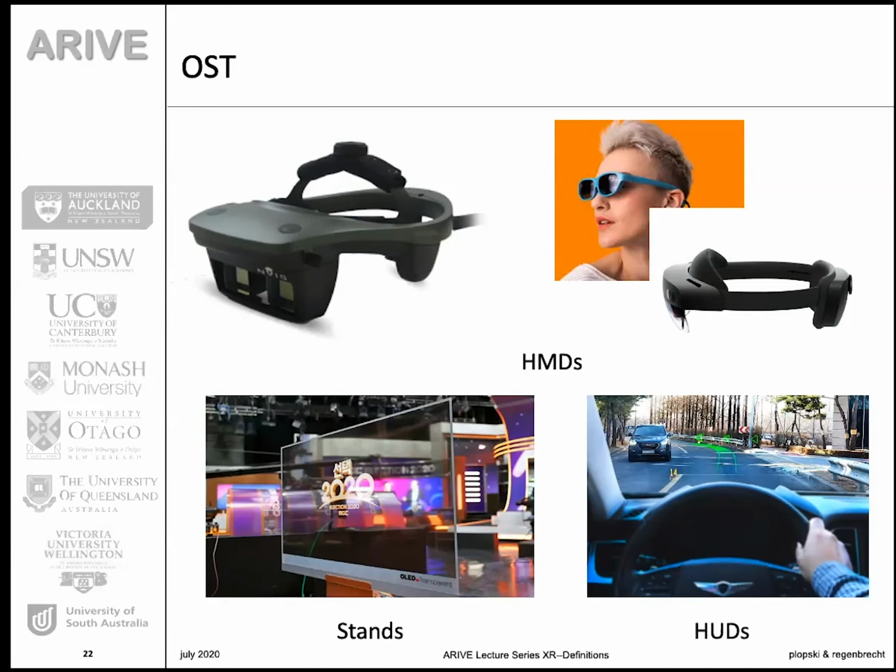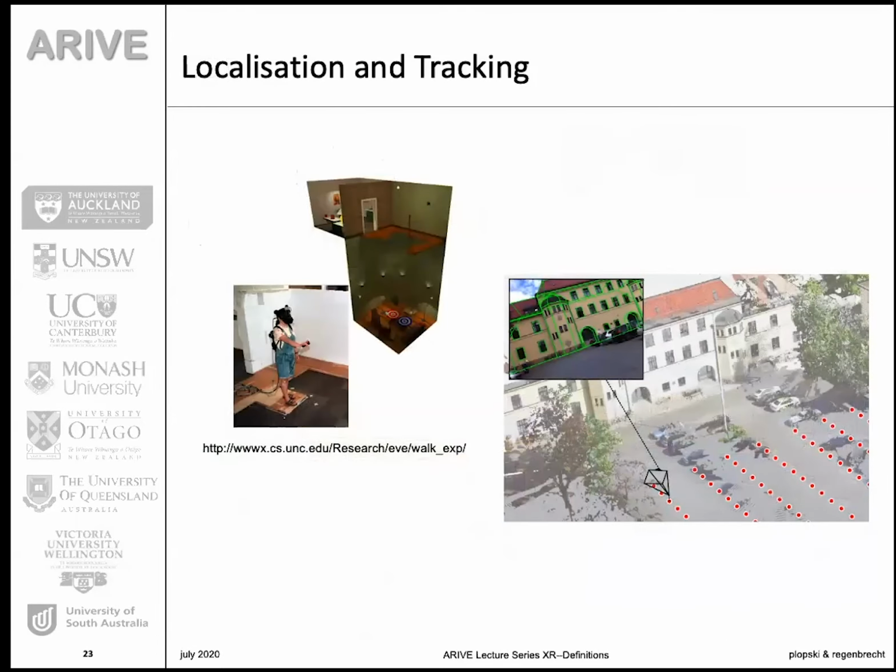Now, if you want to use any of these displays, what becomes important? Well, it is important to track where the user is and from where the user is seeing this. Here we see again the UNC walking experience on the left, which is a very small room, and you need to provide very quick and very high accuracy tracking.